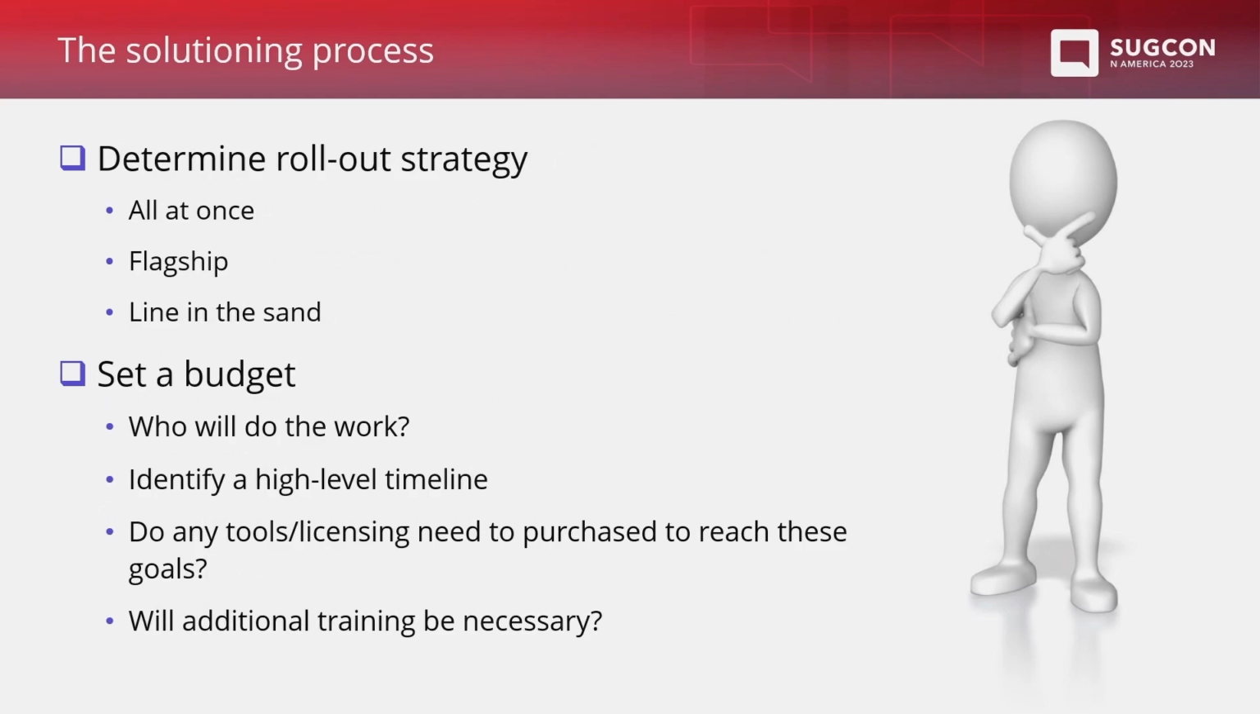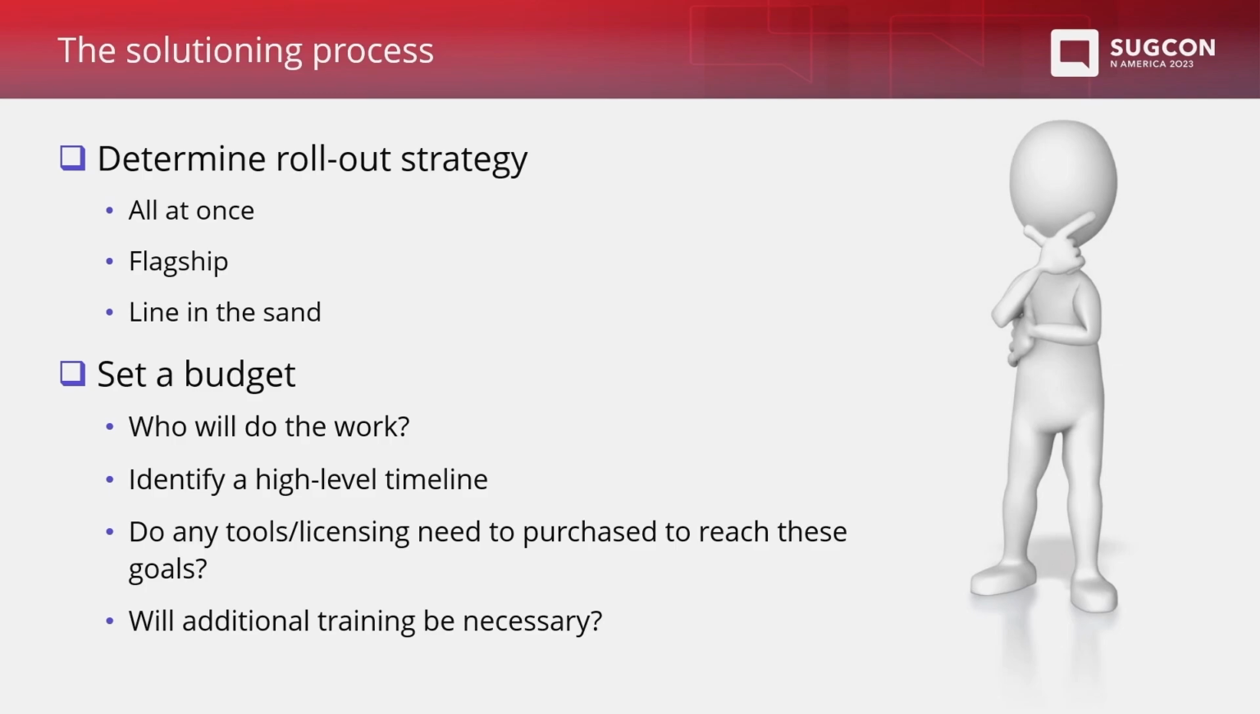Then determine a rollout strategy. Everybody thinks there's just one way to roll things out. Nope. There are so many different ways. There's all at once, flagship, and line in the sand. There's probably more, but these are my 3 favorites. So all at once means we stop work, we do the thing, we roll it out, we shove it all out there, and then it's all fixed, and everybody goes on with life. That one's rarely done and rarely successful if it is tried.